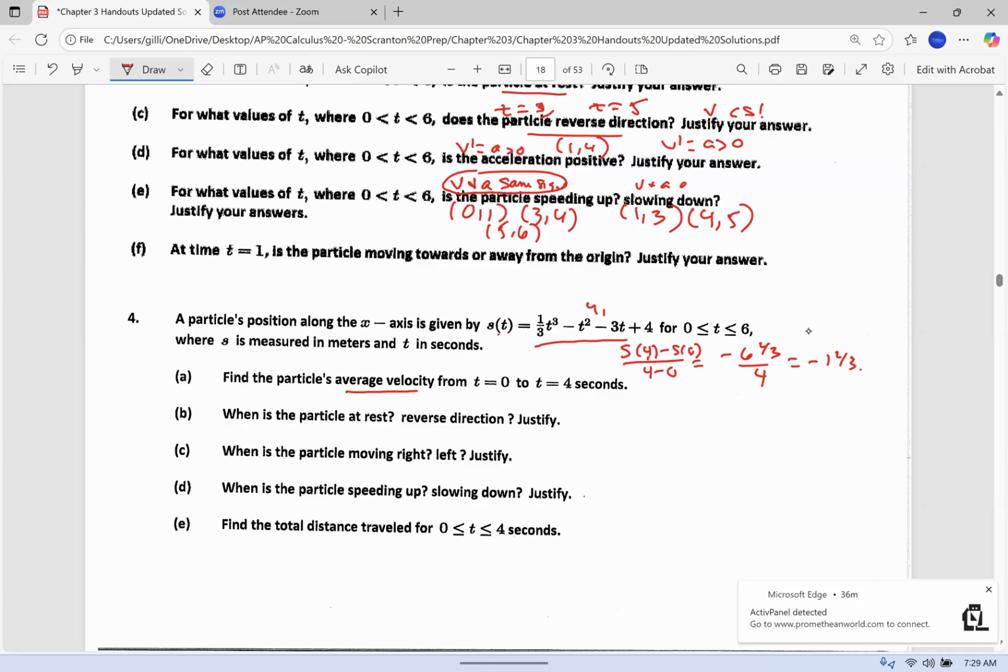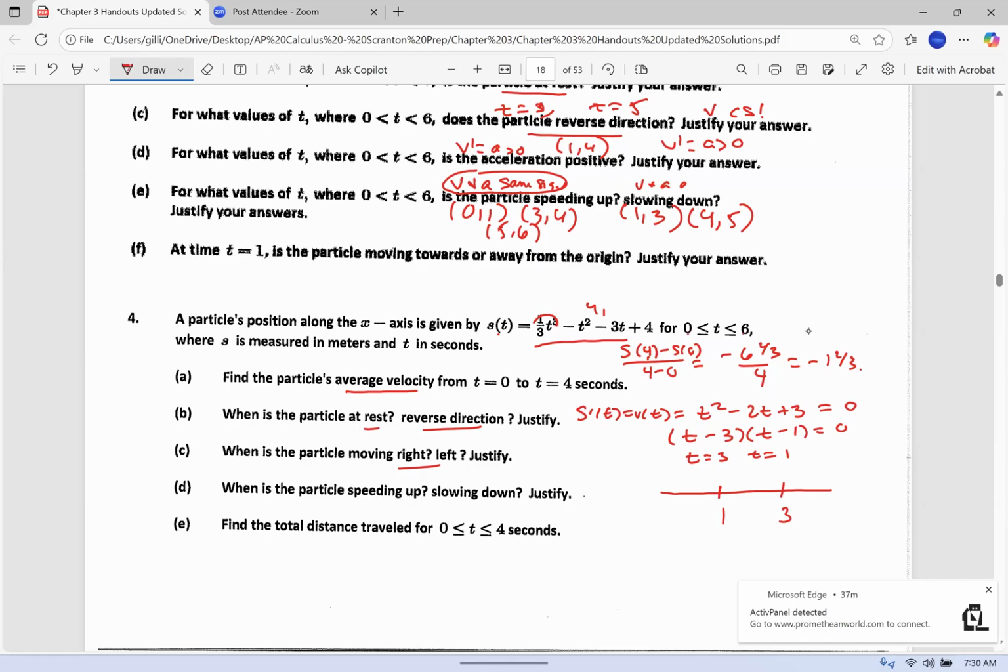So if this is position, to answer anything about at rest, reversing direction, or moving right or left, I need to get to velocity. So S prime at t equals V at t. And by this nice power rule, I'll drop down the power, the 3's will divide out, and I'm left with t squared minus 2t plus 3. Set the velocity equal to 0. I'm going to reverse FOIL here, and I'll get t equals 3 and t equals 1. Remember, that's velocity. Make a number line at 1 and 3.